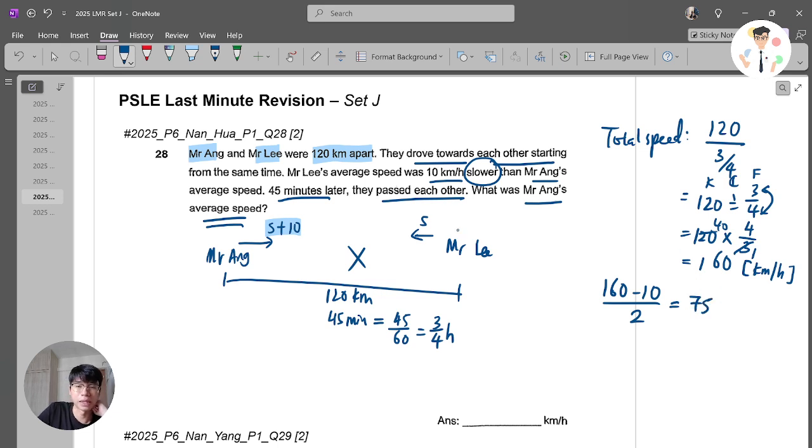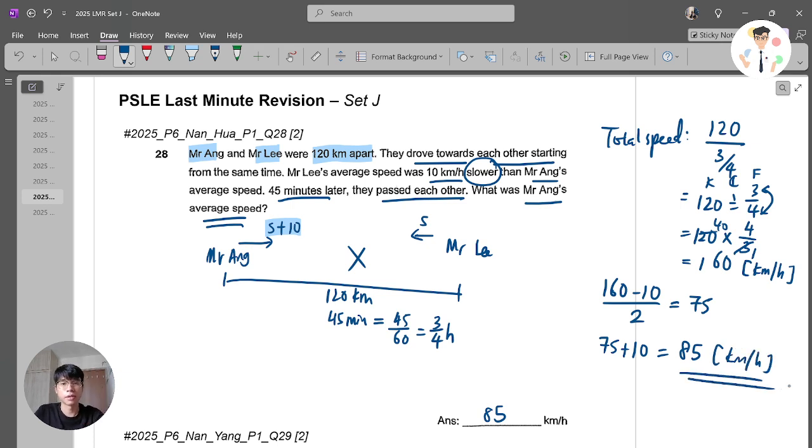And this belongs to Mr. Lee, 75 km per hour. If now they are looking for Mr. Ang, I need to do plus 10. And the answer is 85 km per hour.